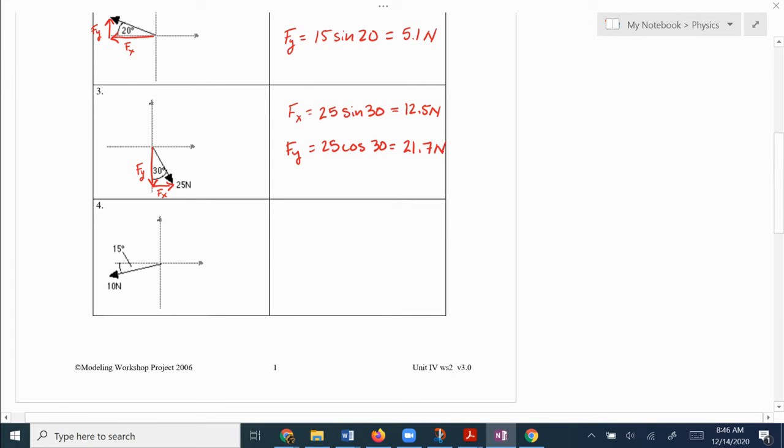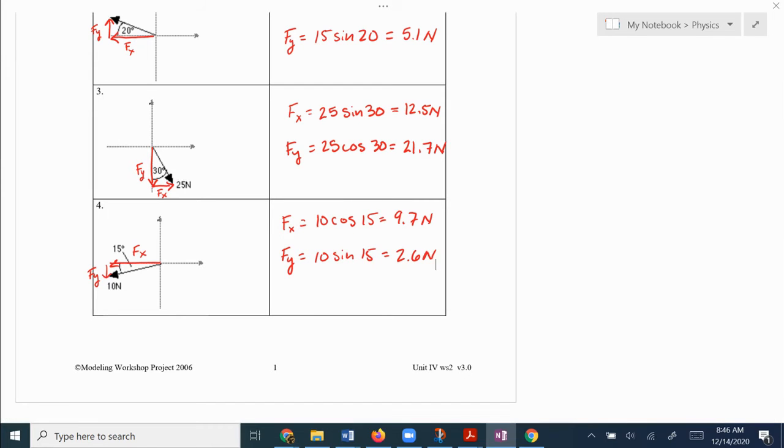And again, this is a downward force. If you looked in the solutions, it did have a negative sign there. Don't worry about the negative sign. Again, usually you would put that in when you're actually summing your forces. Last one here, this would be your Fx, Fy. Fx is going to be hypotenuse 10 times the cosine of 15 degrees, which is going to give 9.7 newtons, and Fy is going to give you 10 sine 15, which is going to be 2.6 newtons. Again, the solutions have a negative sign, but don't worry about that.